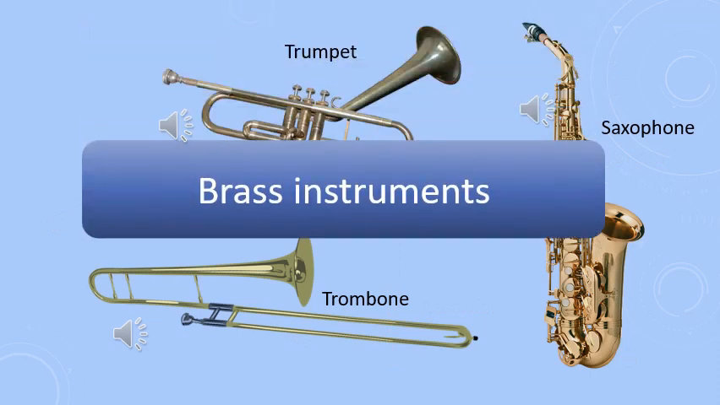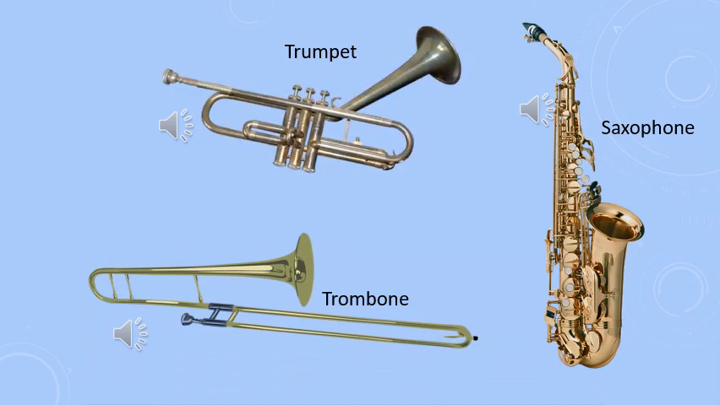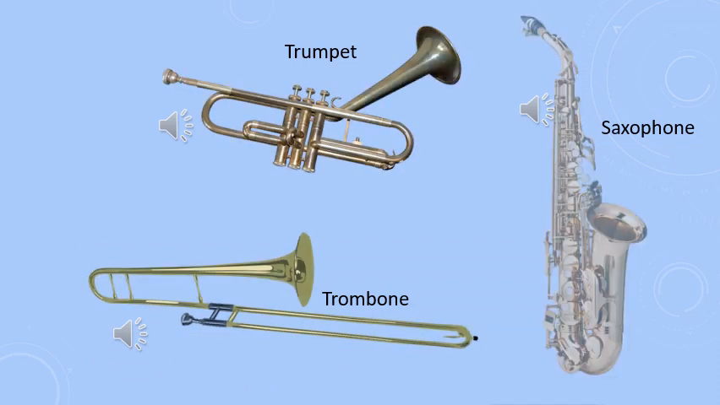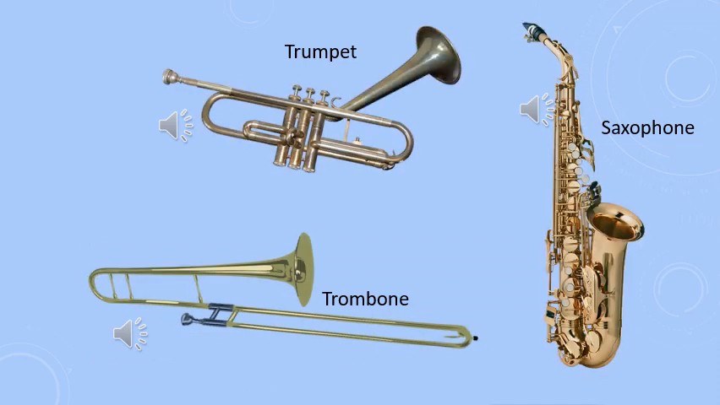Here are some brass instruments. These instruments are also wind instruments and produce sound from the vibrations of air when blown into them. However, these instruments are distinct in that they are all made from brass. This includes the trumpet, the trombone, and the saxophone. Listen to the first brass instrument.